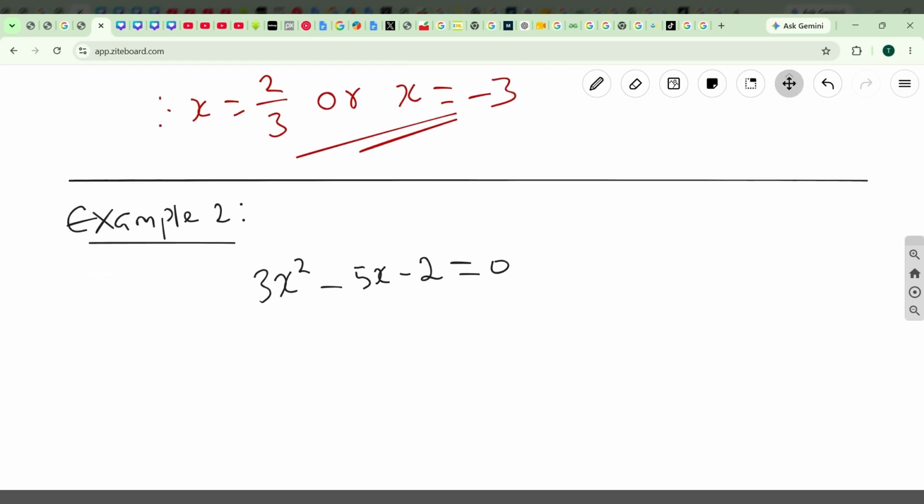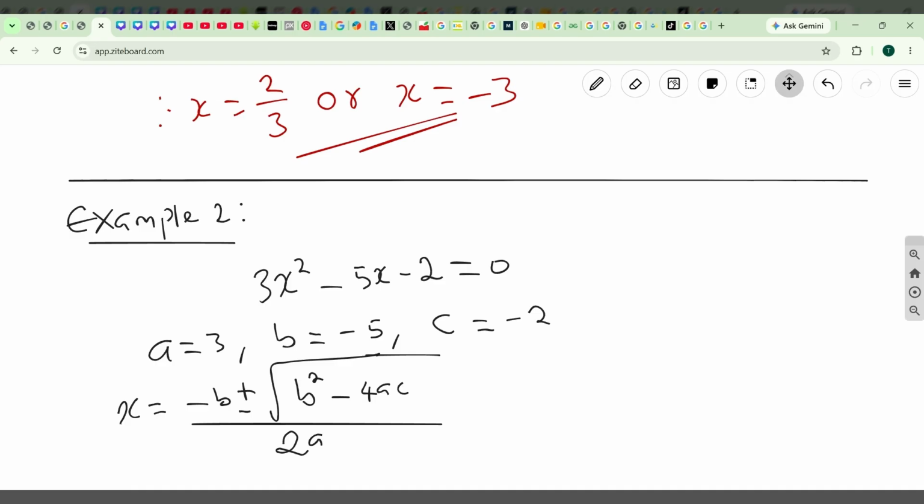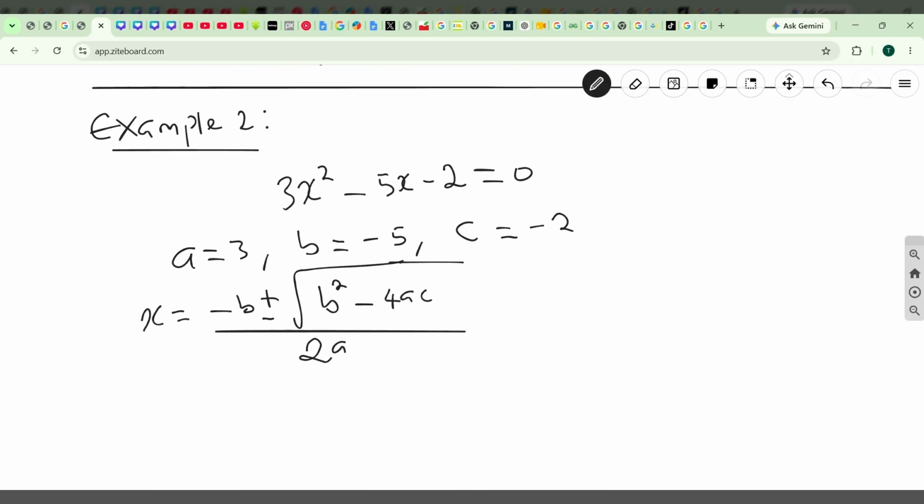Still using the quadratic formula, first of all, we know that our a is equal to 3, our b is equal to negative 5, and our c is equal to negative 2. So using the quadratic formula, x is equal to negative b plus or minus the square root of b squared minus 4ac, divided by 2a. So we are just going to substitute into that equation. You can call this equation 1.